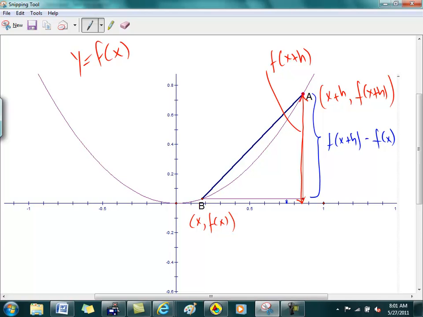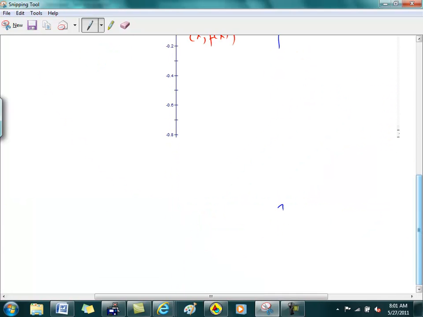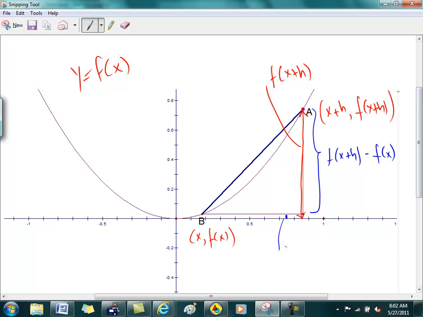Do you see this little distance here? Can you guys see that? That is f(x). Remember, f means the y value. What's the y value at this point? f(x). So if you draw a horizontal line here, then this distance has got to be f(x). This distance here from the top all the way down to the bottom is f(x+h).